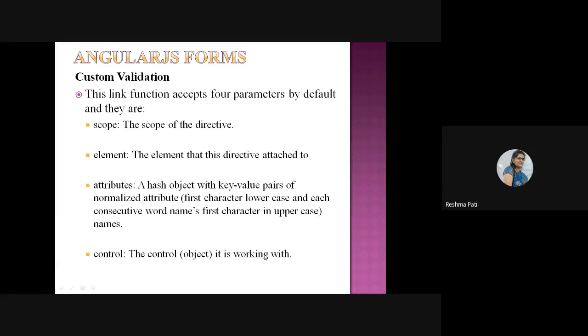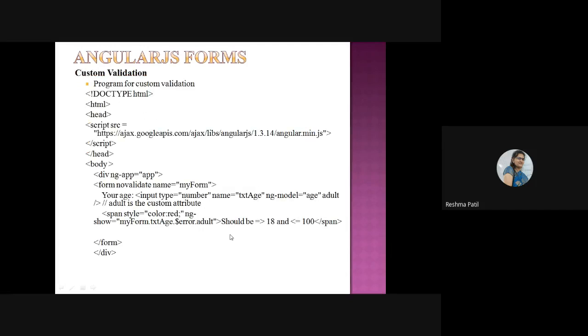Example of custom validation. Here in this first head tag, we are including the AngularJS library. Then go directly to the body tag. Inside this div tag, ng-app is equal to app. Form novalidate, name is equal to myForm. So our form name is myForm.